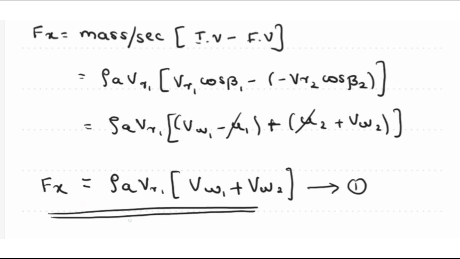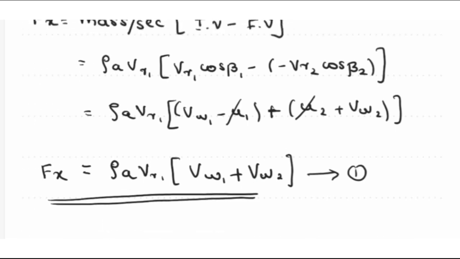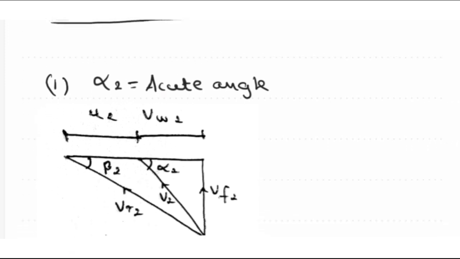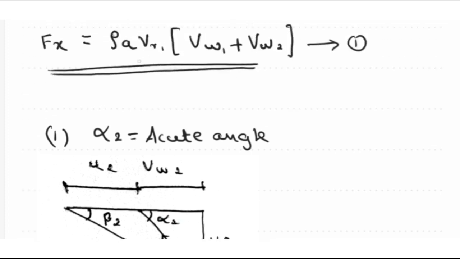So this equation is true only when alpha 2 is an acute angle. So we will go with the different cases. So first one is when alpha 2 is acute angle. That is nothing but, you can see, alpha 2 is less than 90 degree. So in this case we will get the equation rho into A into VR1 into VW1 plus VW2.